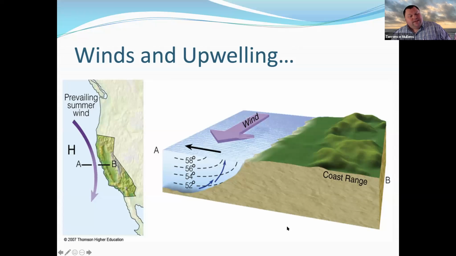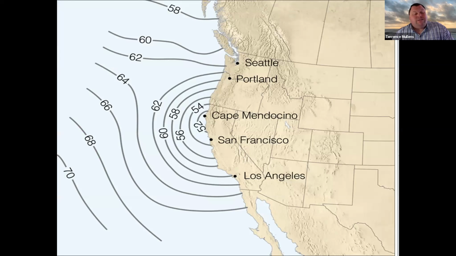So the consequence of this, as the winds are blowing parallel to the California coastline, as they force warmer surface waters offshore, colder waters rise up to take their place. What this actually means is that the waters right off the California coastline are much, much colder than the waters a few miles off the coastline. And in fact, the end result is this right here.